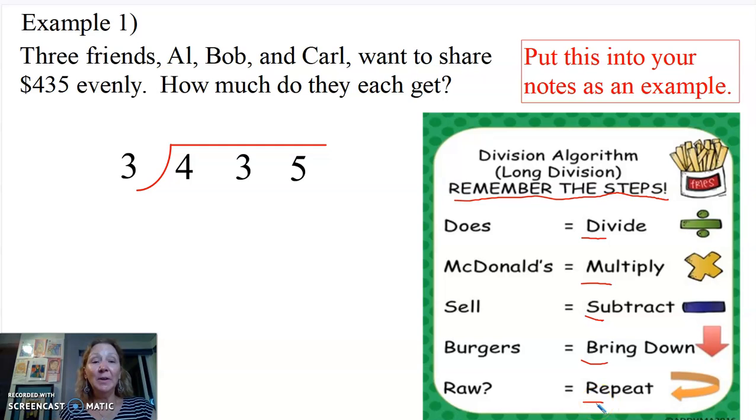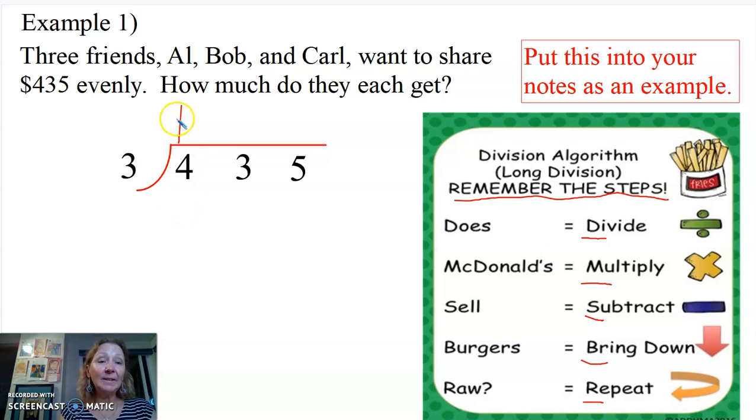So when I start this process, the 3 is on the outside. I'm dividing 435 between 3 people. This is the divisor. This is the dividend. So I figure out how many groups of 3 I can make with 4, or how many times 3 goes into 4. You've already seen the picture. You know everybody got one of the $100. So that's the division part. 3 goes into 4 one time.